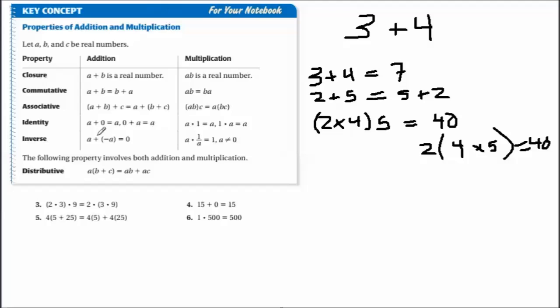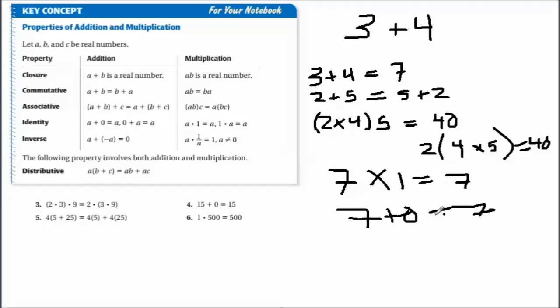The next one's identity. And it just says a plus 0 equals a, 0 plus a equals a. It just means if you add 0 to something, you get the something. Or if you multiply 1 times something, you just get the something. 7 times 1 is 7. Okay? 7 plus 0 is 7. That's the identity property. It keeps its identity.